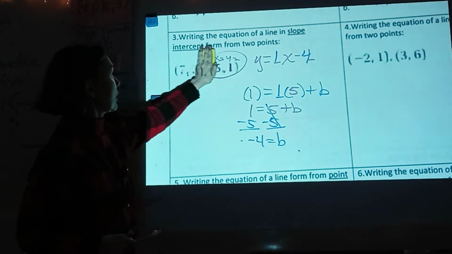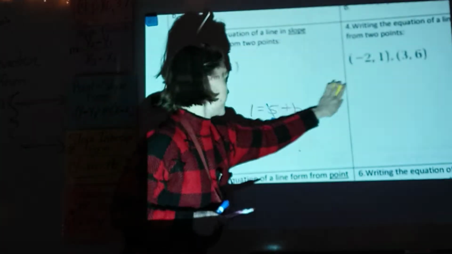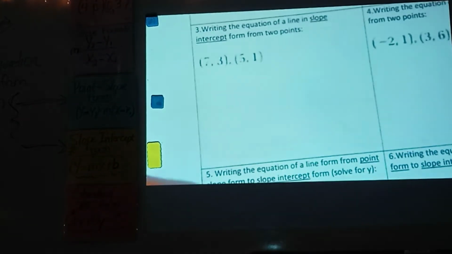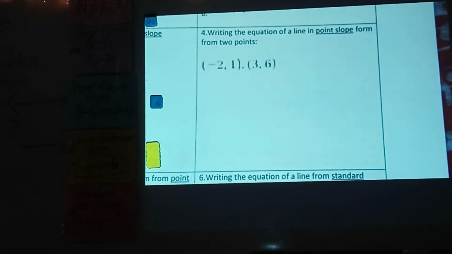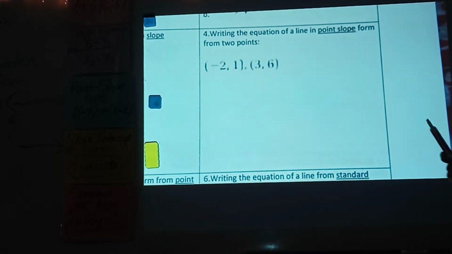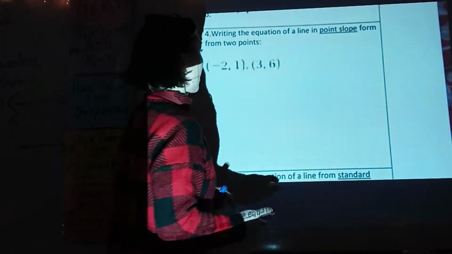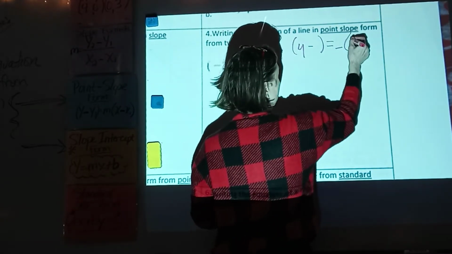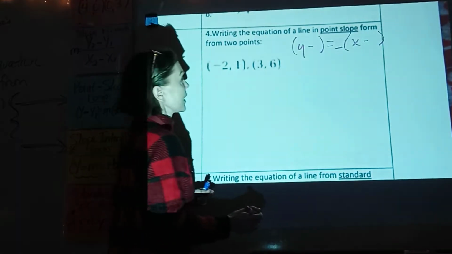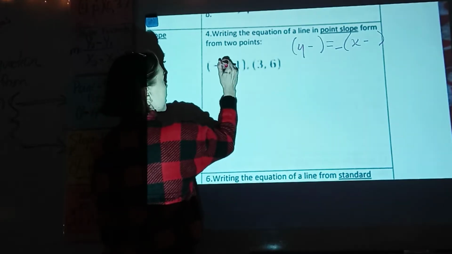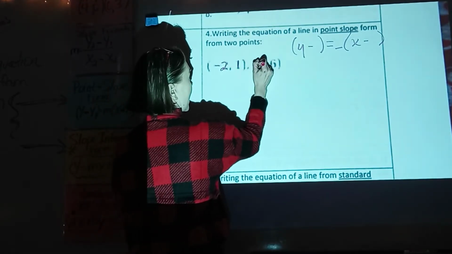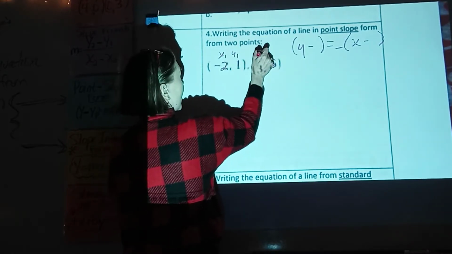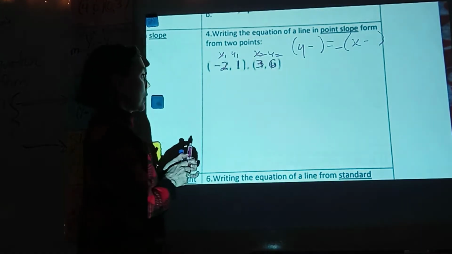Okay, moving on. Question number 4. Writing the equation of a line in point-slope form from 2 points. Okay, so let's write point-slope form. Y minus blank equals blank times x minus blank. Okay, so again, this is a -2, +1, +3, +6. Write your x sub 1, y sub 1, x sub 2, y sub 2. Okay?